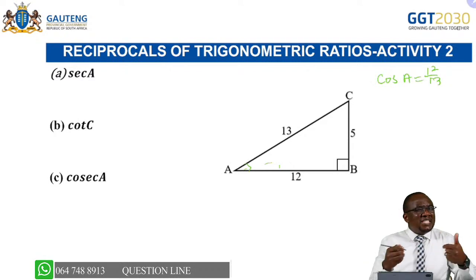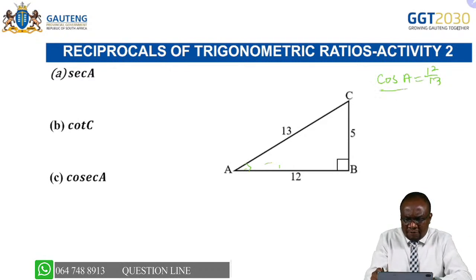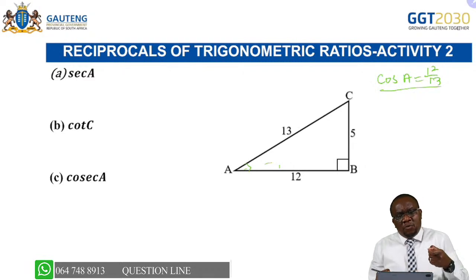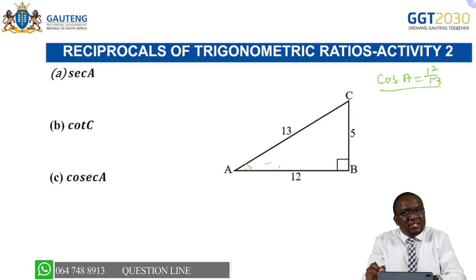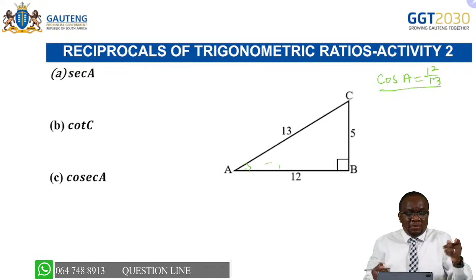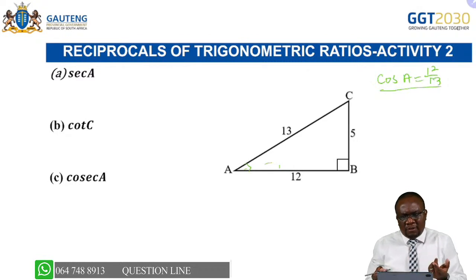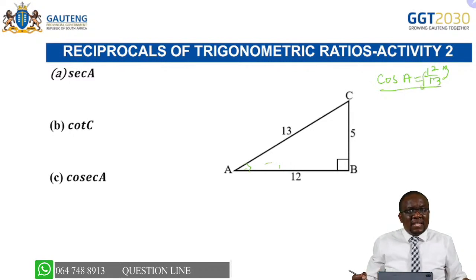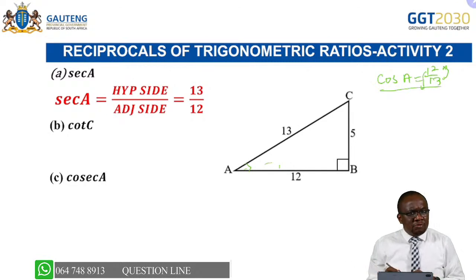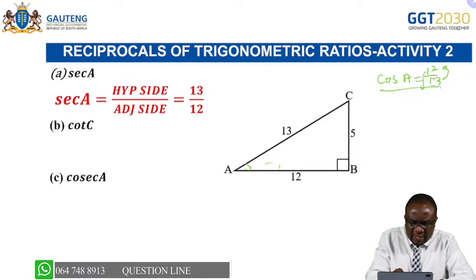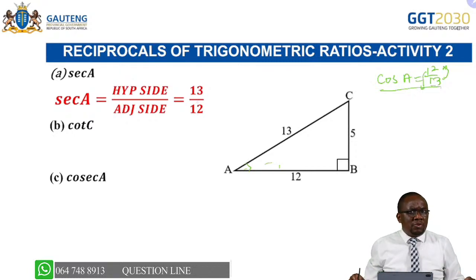And then what will be its reciprocal? Now, we learned this one in our previous lesson. Today, now we're talking about the reciprocal of that. So we are saying we are dividing this 12 over 13 by 1. Remember, if you're dividing by a fraction, you tip and times. So it becomes 13 over 12. Just know that the denominator goes up and becomes the numerator. The numerator goes down and becomes the denominator. So sec A is going to be 13 over 12. Do you see that? Cos A, we have 12 over 13. And then sec A, we have 13 over 12.